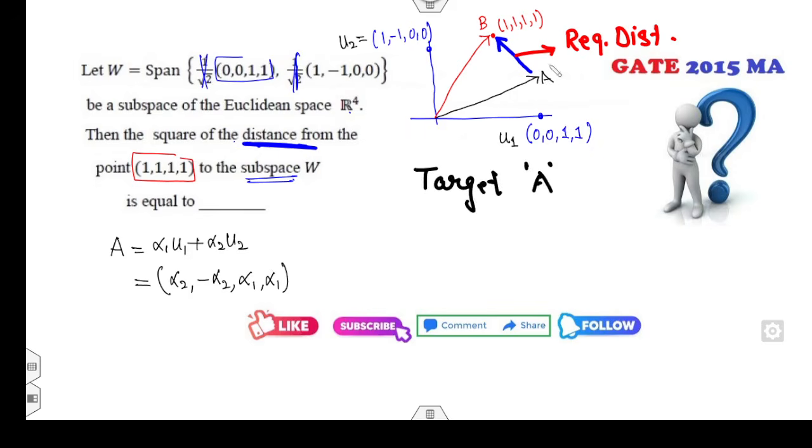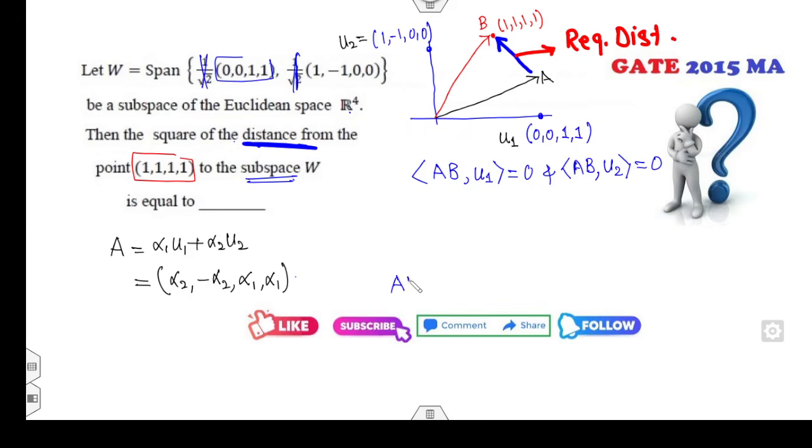Once we get A, we can apply the distance formula. How can you find A? For finding A, our target is to find the values of alpha 1 and alpha 2. Now what is the property? Your target is to find alpha 1 and alpha 2 such that the vector AB is orthogonal to U1 and the vector AB is orthogonal to the vector U2. From these two equations we will find alpha 1 and alpha 2.